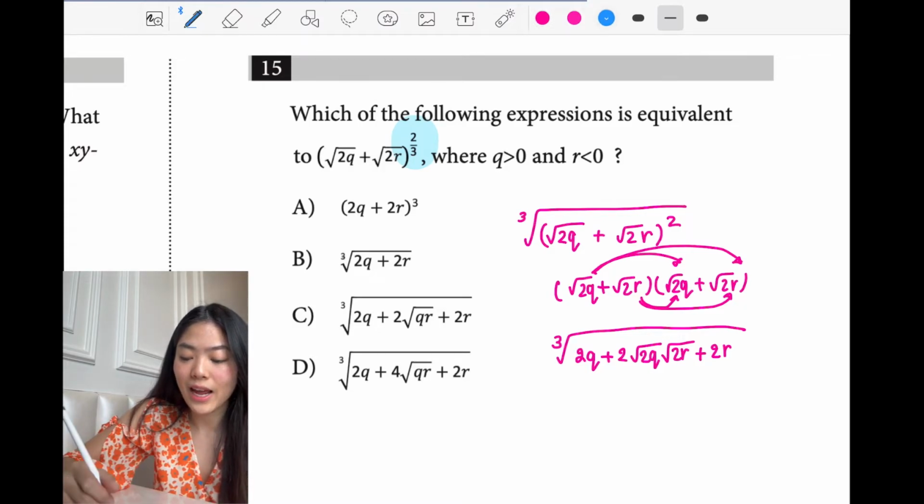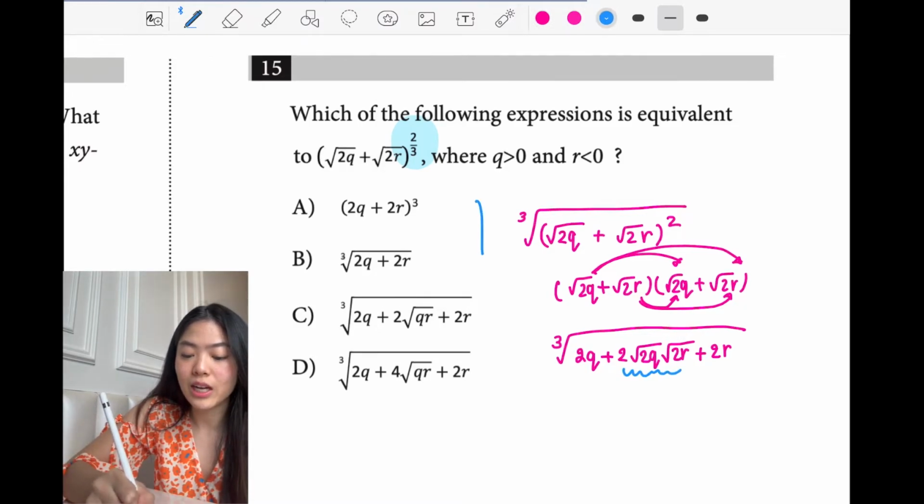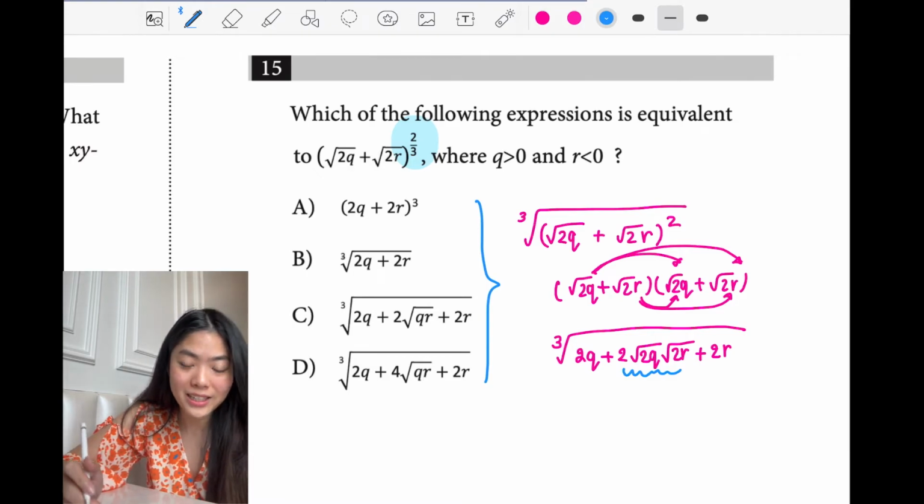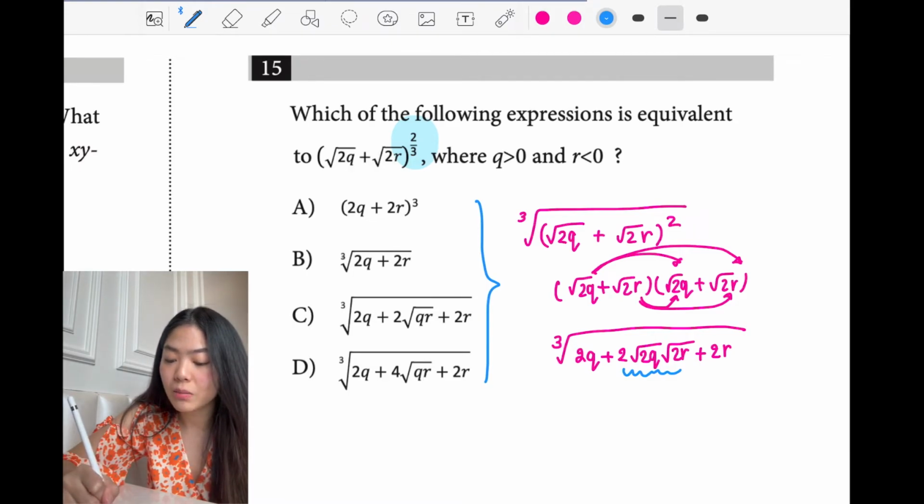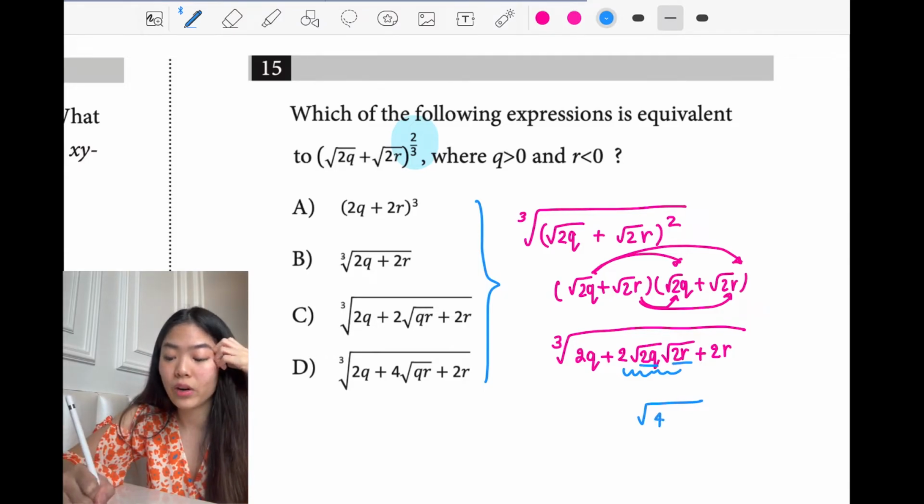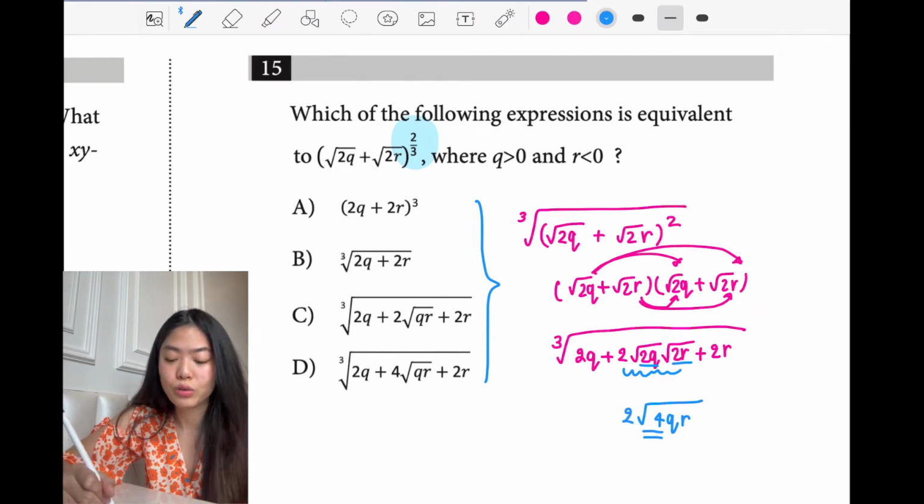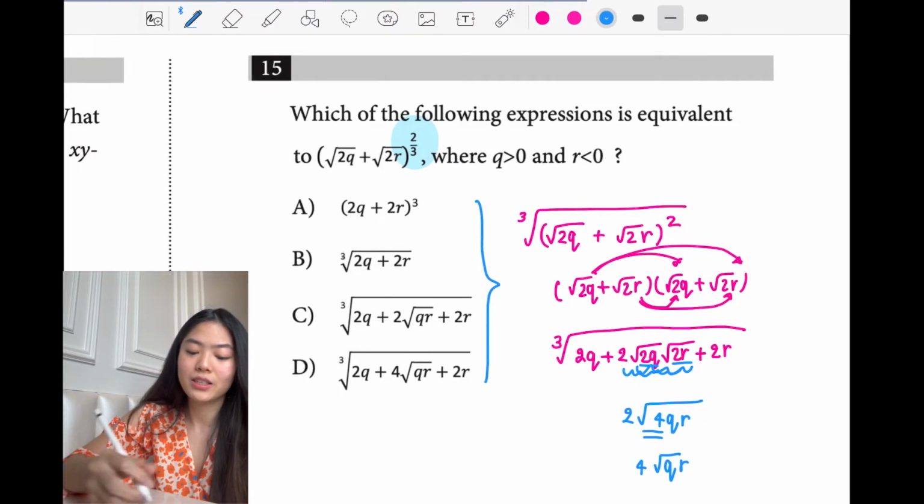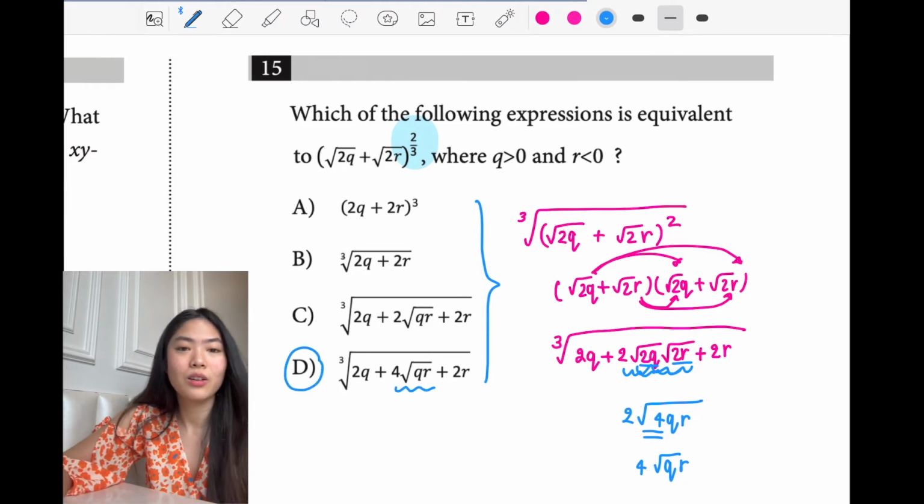So from here, as you can see, there is no choice that is exactly the same as what I've got right now. So I'll try to simplify the middle part in our cube root. It's going to be the square root of 2q times 2r, which is 4qr, and the square root of 4 is 2, so I can bring 2 out. It's going to be 4 square root of qr in the middle term here. Therefore, I will choose D.